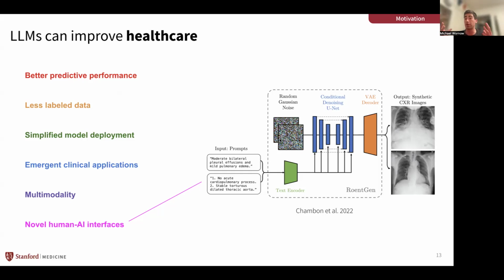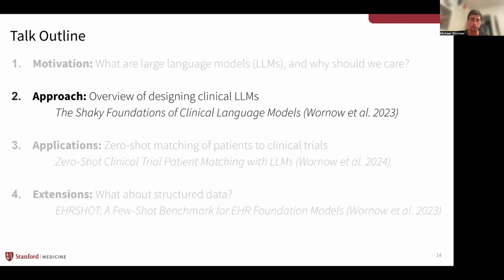These are, at a very high level, some of the main benefits that we saw from the perspective of, okay, we're a health system ready to deploy these things into practice. What are the benefits that we should be thinking about, and how should we be evaluating these models?